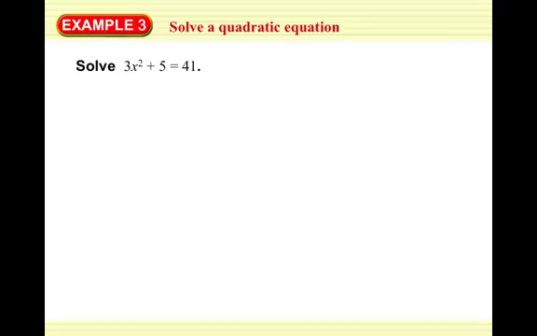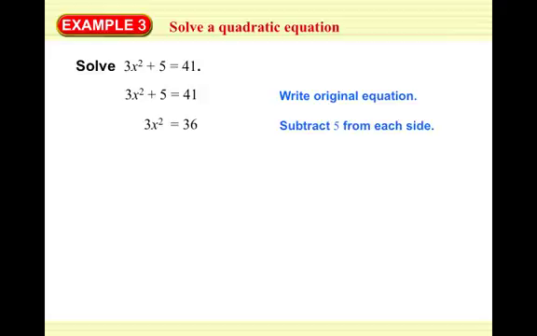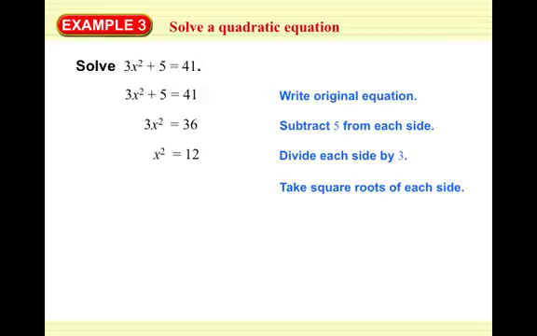So if I've got 3x squared plus 5 equals 41, what I can do after writing the original equation is just subtract the 5 over, and I get 3x squared equals 36, divide both sides by 3, and I get x squared equals 12, and then I take the square root of each side, remembering to put plus or minus on the side where the number is. So x equals plus or minus the square root of 12.